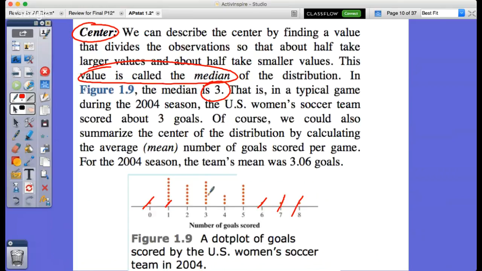There's also another way you could describe center, and that's with mean, or it's just simply the average of the goals. So if I took all of these goals, added all the values up, and divided by the total amount of games that were played, the average per game would be 3.06. So the middle value is the median, but the average value, or what we call mean, is 3.06. Both are sufficient measurements of center.